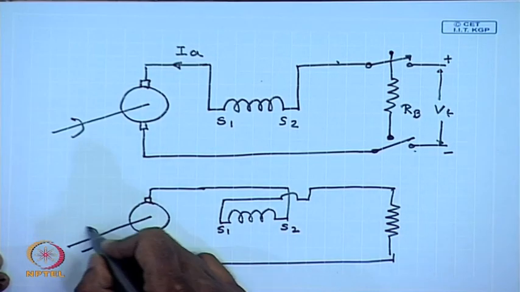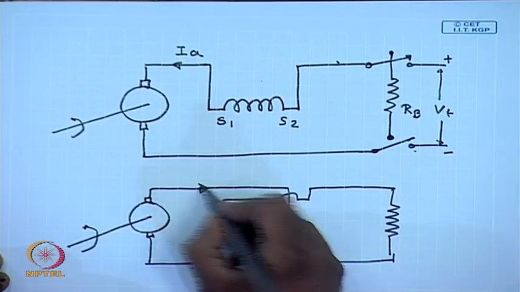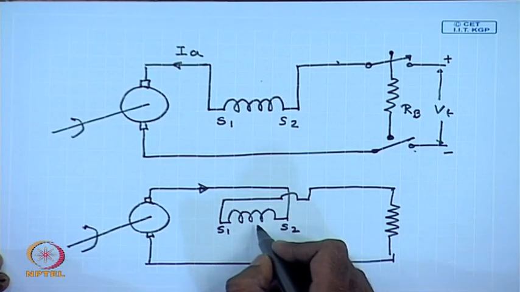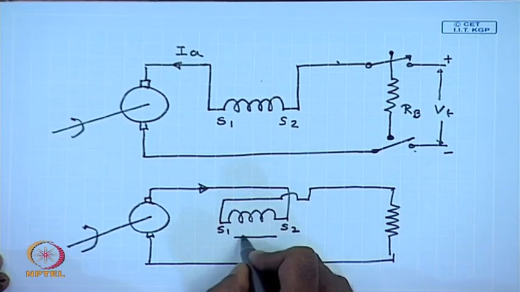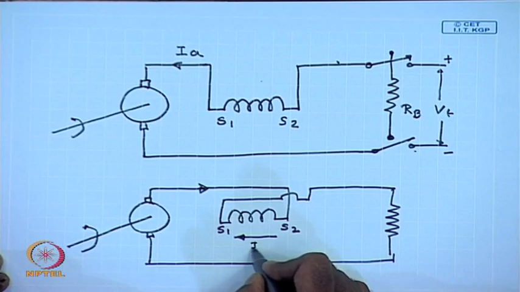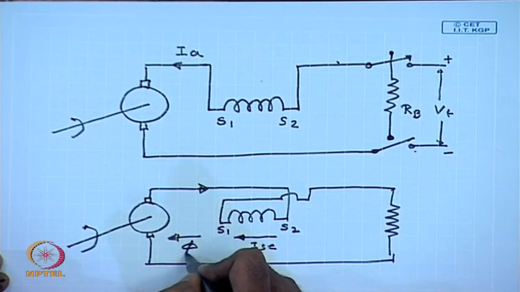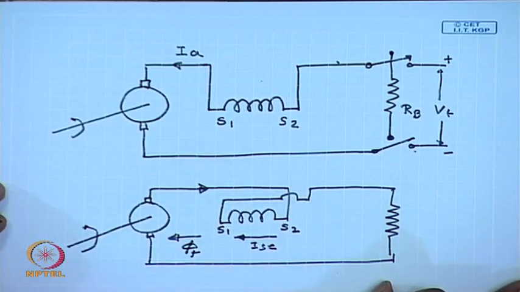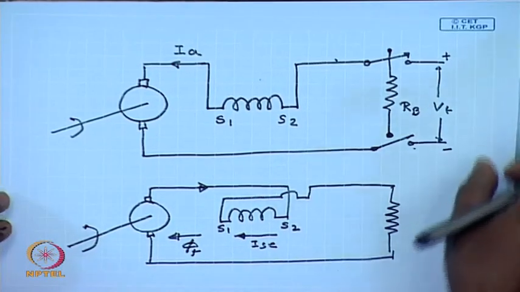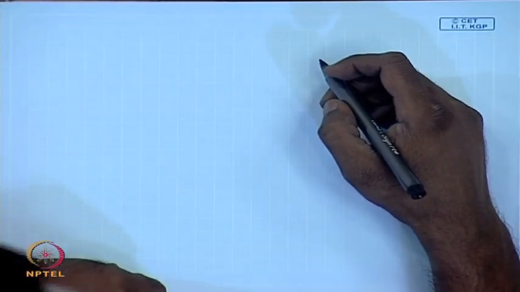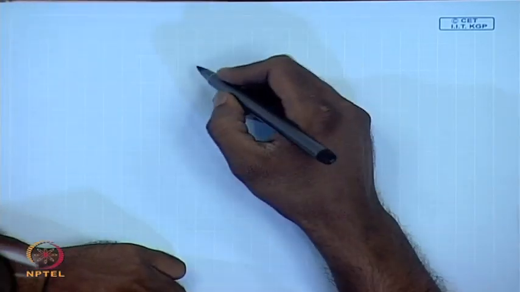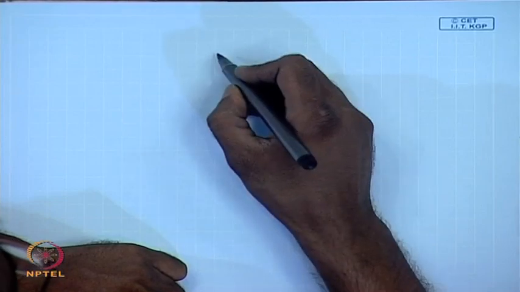The direction of rotation remains same, then with the reverse direction of current, now the current will still flow from S2 to S1 and the flux will still be in the same direction. So, the polarity of the induced EMF will not change. Graphically, we can show it like this.